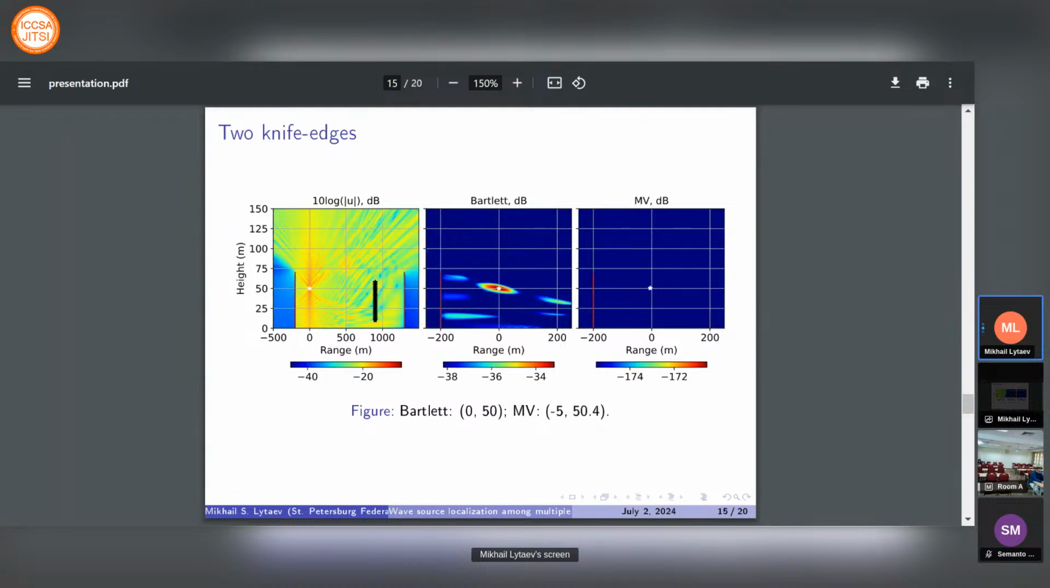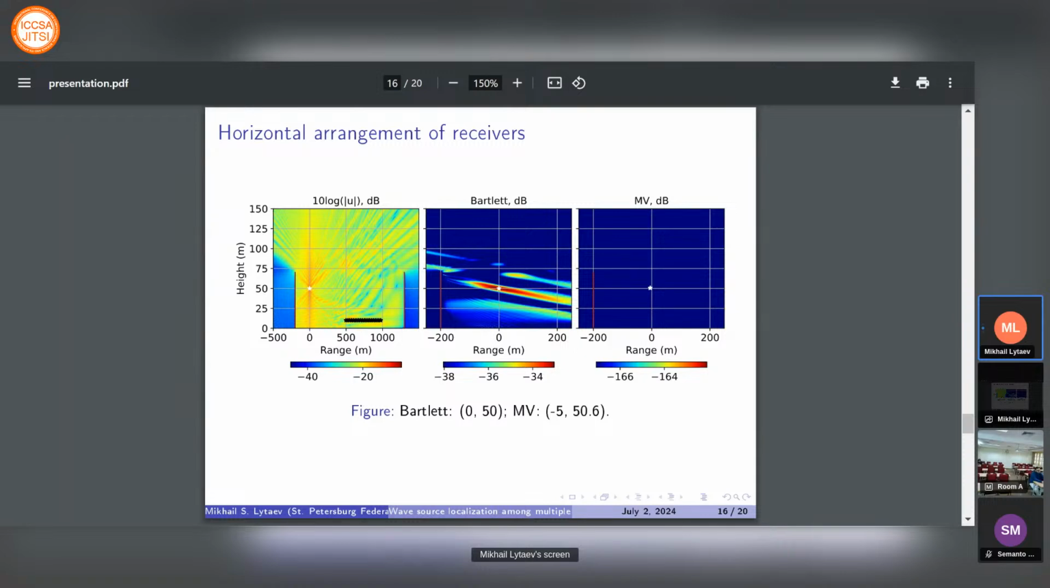Next scenario, we consider the source and receiver located between two obstacles. Besides diffractions, the effects of multiple reflections between obstacles are significantly pronounced in this example. As we can see in the figure, even in these complex conditions, both methods generally correctly determine the position of the source.